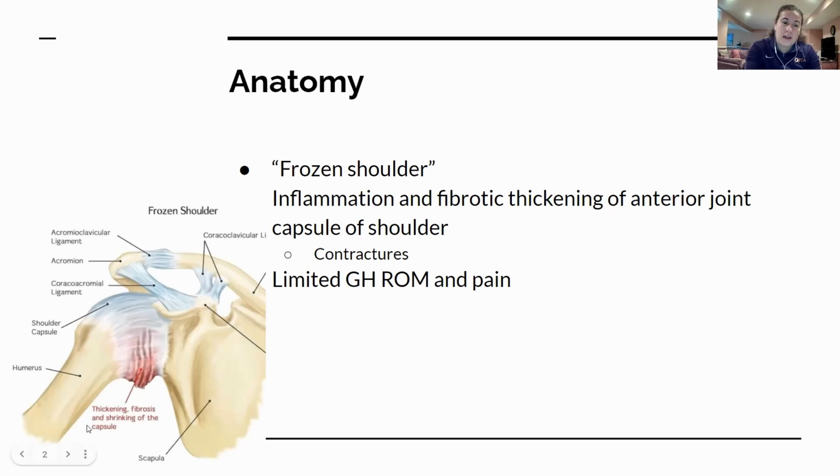So we've got a thickening and fibrosis and shrinking of the capsule. So those are those adhesions forming, lots of inflammation, fibrotic tissue, and it's happening mainly on the anterior portion of the capsule. Keep that in mind for when we talk about the capsular pattern of the shoulder. However, it's also going down into the inferior portion of the shoulder as well, which is definitely going to cause some issues for patients as they're trying to move their arm around. So hence why limited range of motion and pain.